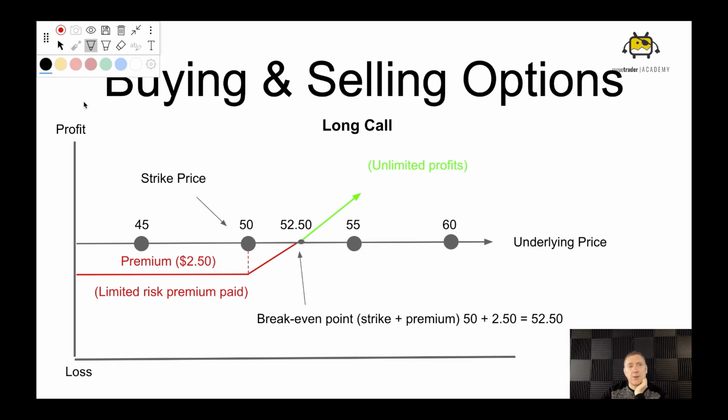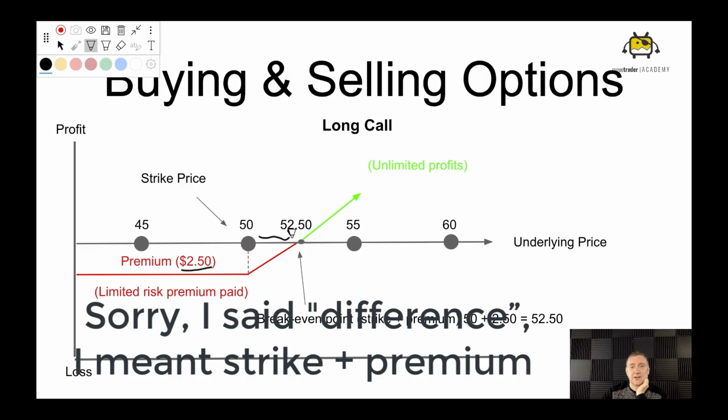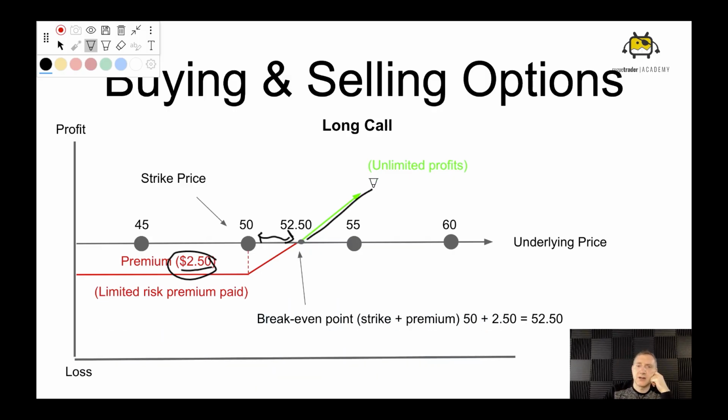Well, we had to pay a premium for that, didn't we? We certainly did have to pay a premium. And let's just say we paid $2.50 for the right to exercise this at $50. Okay, so we want this thing to go up, but our break even has to be the difference between the strike price and what we paid. So it's $52.50. So everything above $52.50, boom, straight to the moon, Charlie, is pure profit for us.